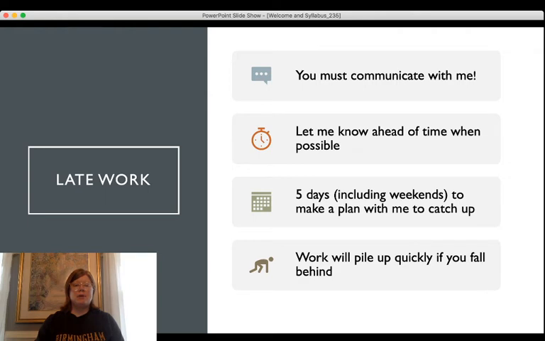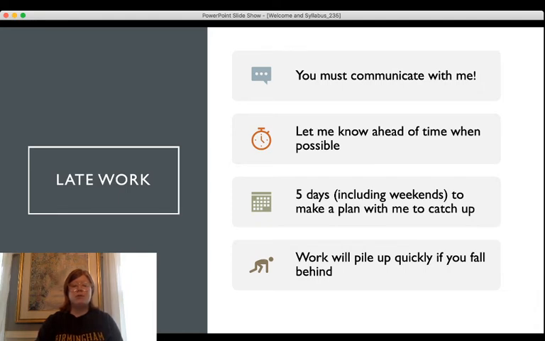You must let me know ahead of time, when possible, that you need an extension on an assignment. I'm inclined to grant extensions, but you have to actually tell me to expect your paper late, or ask me for permission to submit a paper late if it's a major grade. You must communicate with me about making up work if you miss work unexpectedly.